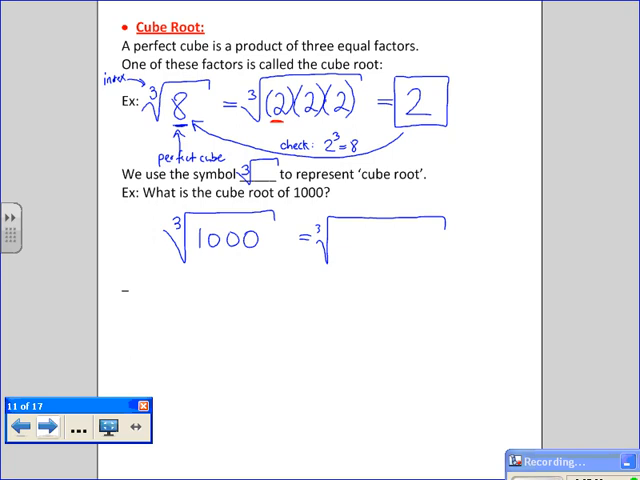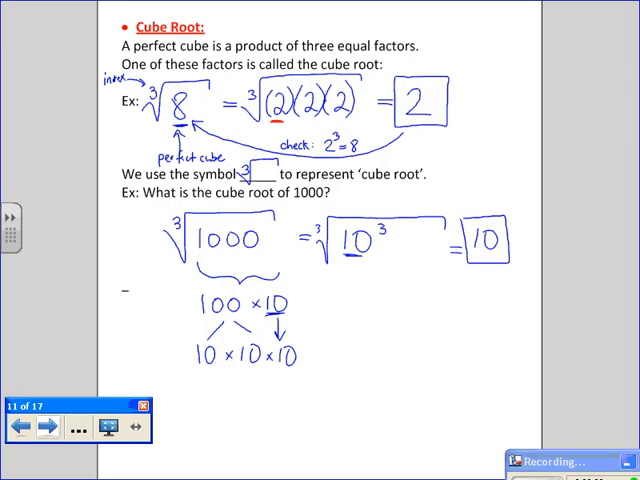And again, if you don't recognize that right away, you might think to yourself, well, I know that 100 times 10 gives me 1,000. And 100 is a perfect square. It's 10 times 10. So if I bring that other 10 down, 1,000 is equal to 10 times 10 times 10, or 10 cubed is another way to say that. So when I cube root a perfect cube, I get just one of those factors back. So I'm just going to get the number 10 as my answer.